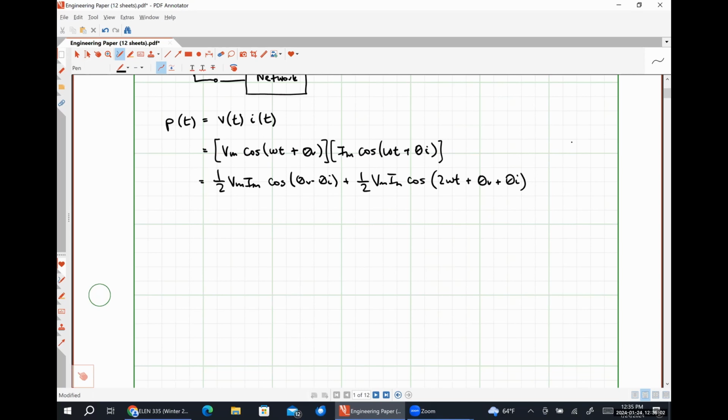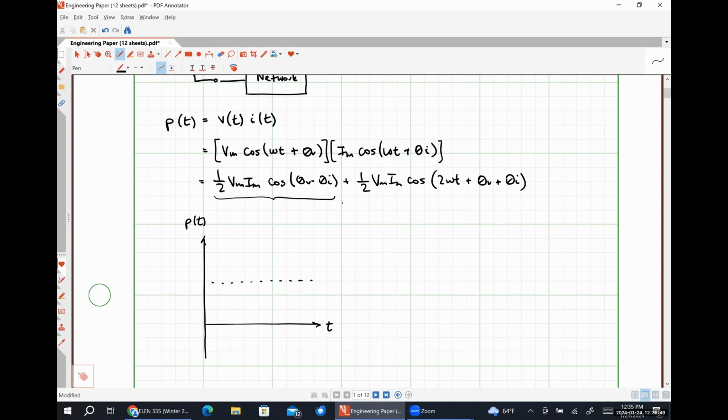So if I were to plot this as a function of time for generically an inductive load, it would look something like this. So I'm going to put this dashed line right here. And this dashed line is corresponding to this portion, right? So 1/2 is a constant, very obviously. The magnitude of our voltage is a constant. The magnitude of our current is a constant. The phase angle of our voltage is a constant. And the phase angle of our current is a constant.